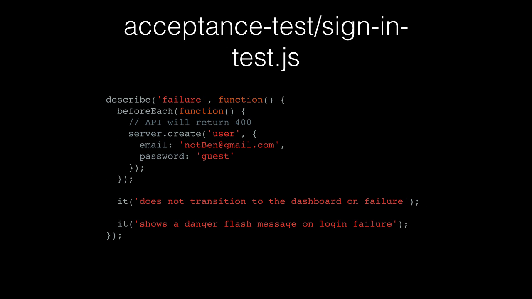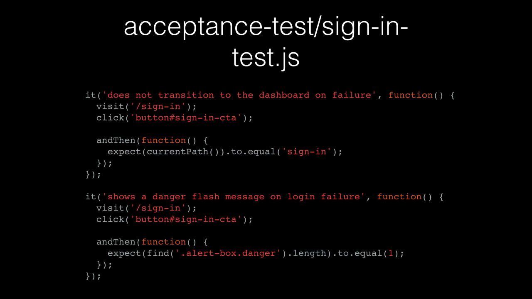And then in failure, so I'm doing a little bit of hand waving here. If you want to see exactly how I'm doing this, take a look at the source code. But basically, I have it hard-coded to only respond to hello@benlimmer.com with password guest. So if I'm passing something else, not Ben at Gmail, with the same password, I expect it to fail. And in this case, it won't transition to the dashboard, and it's going to show me that blue error box that says, sorry, you couldn't log in.